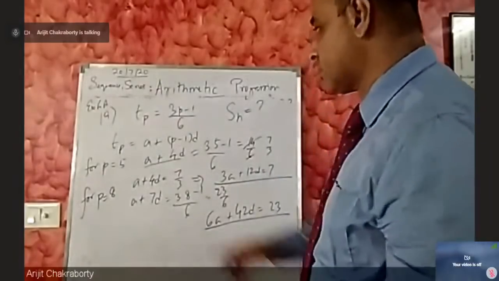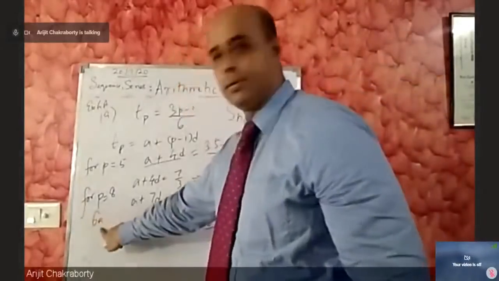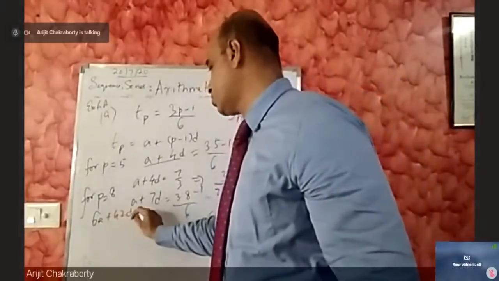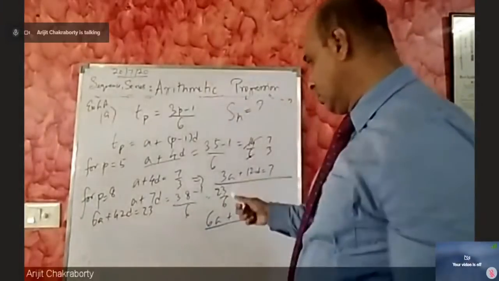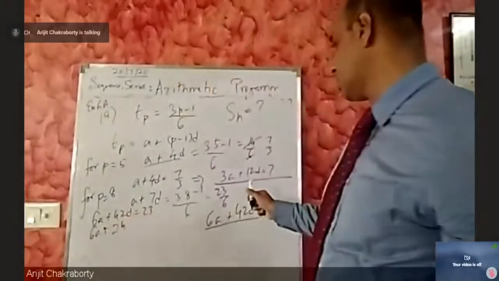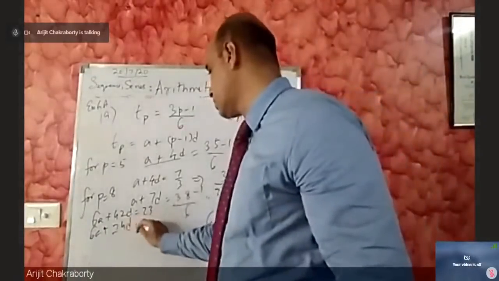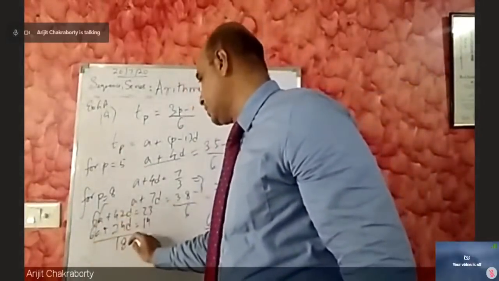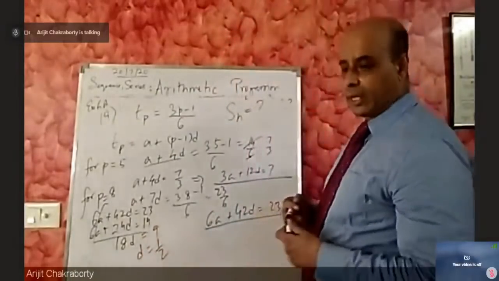So I write here 6A plus 42D is 23, and I write here this into 2. So 6A plus 24D, multiplying by 2, 2 3s are 6, is equal to 14. So 6A cancels, so we have 18D is equal to 9. So D equal to half. We are getting D equal to half.